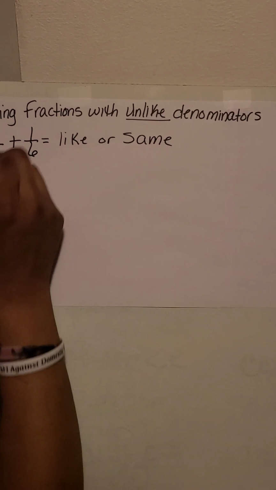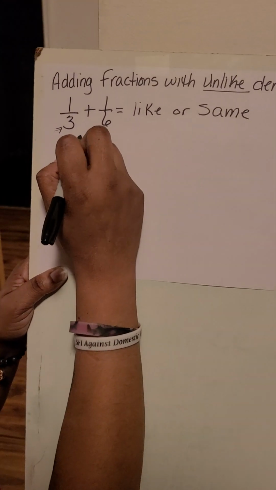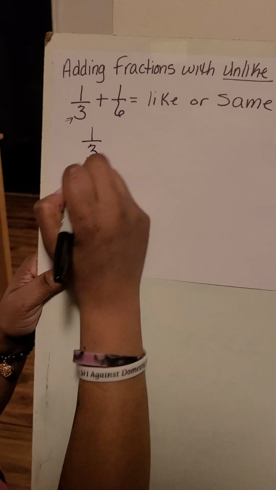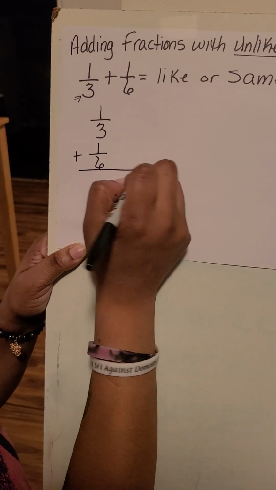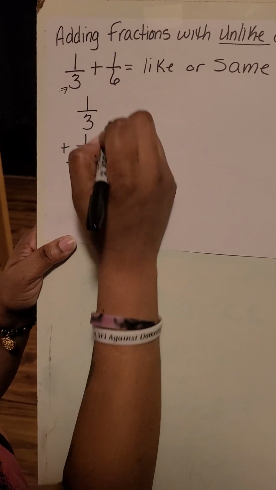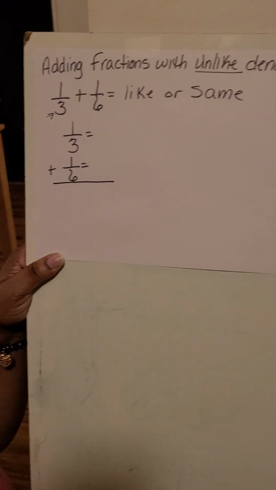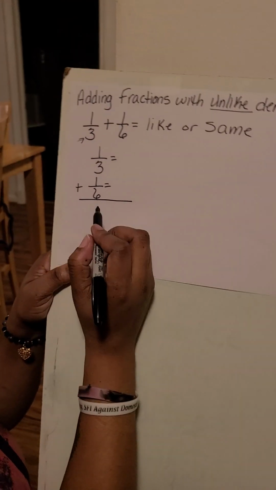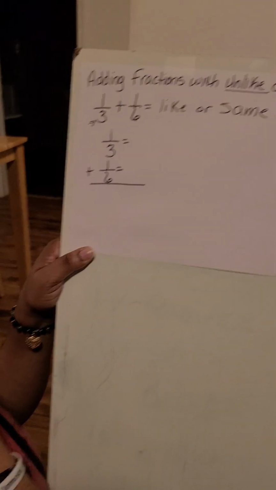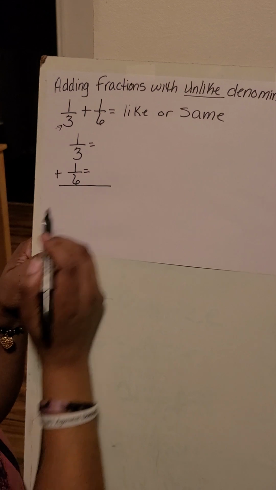What we're going to do first is stand our fractions up because I find that it's a little bit easier when you stand them up. So you have 1/3 plus 1/6. We'll go ahead and put our equal sign because these two fractions are going to change. Now, with our unlike fractions, the way we determine what our new denominator is going to be, we need to find the least common multiple of the two.